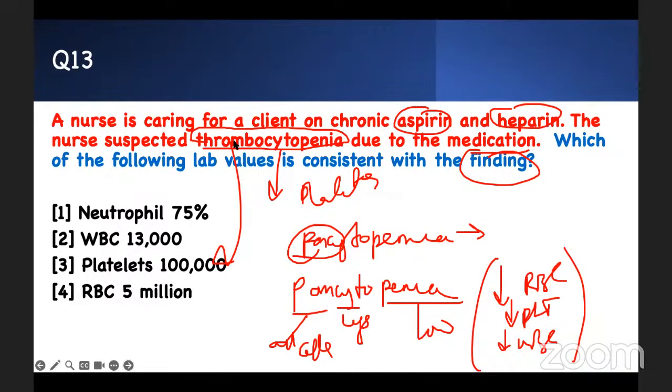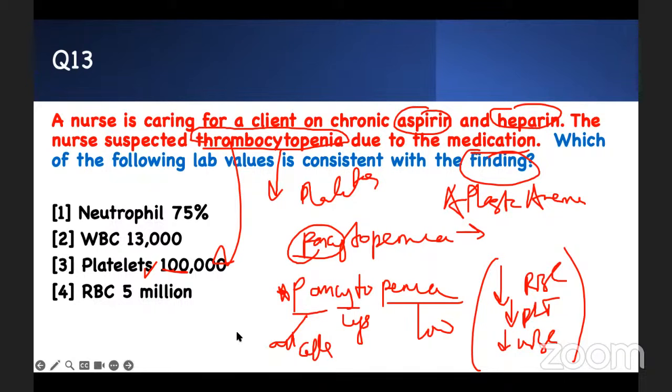What causes the thrombosis is platelet. So thrombocytopenia, something that causes thrombosis, is low platelet. If they say aplastic anemia, sometimes people get confused. It's related to pancytopenia. It's just telling you something related to pancytopenia.